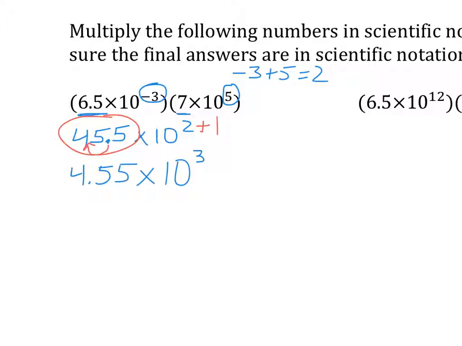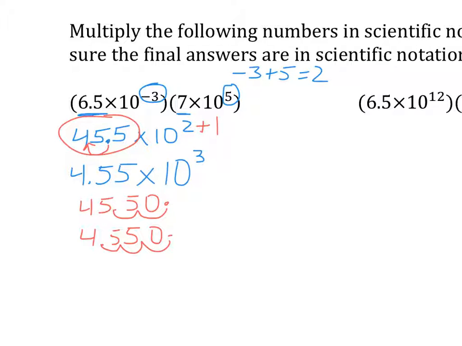Okay, let's check our work by rewriting it in standard form. Okay, so if we had 45.5 times 10 to the second, we're going to move our decimal place 2 places to the right to rewrite it in standard form. Okay, and then if we have 4.55 times 10 to the third, we have to move our decimal place 3 places to the right. These are the same answers, so we know that we did it correctly. And if you ever have any doubt, I would check your work. You can always check your work when we're multiplying numbers in scientific notation by rewriting them in standard form.